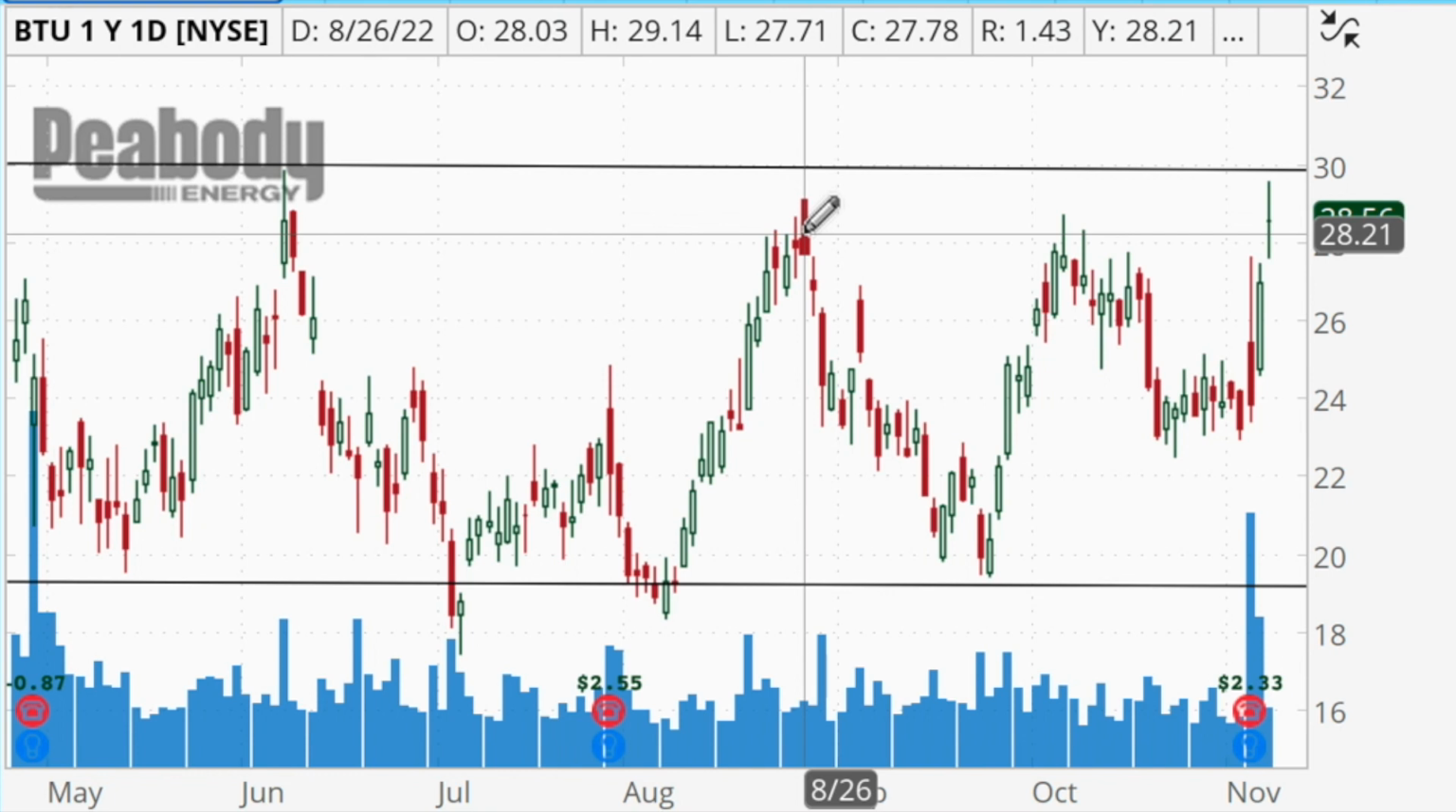And the beauty of it is that you can repeat this process over and over and over until it gets a breakout to the upside or a breakdown to the downside, because as we can see here with BTU, there is not a clear trend in either direction at the moment.